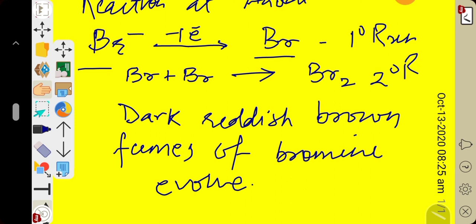Some questions related to this: always remember, give-reason type questions are more often asked from the chapter electrolysis. So whatever possible questions can arise from here, I have told you all.